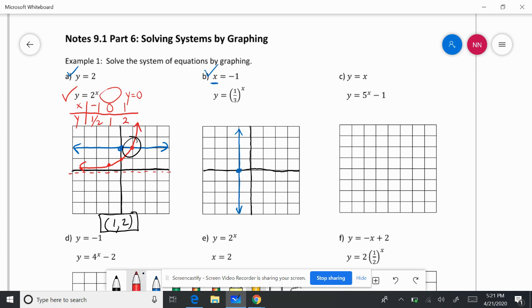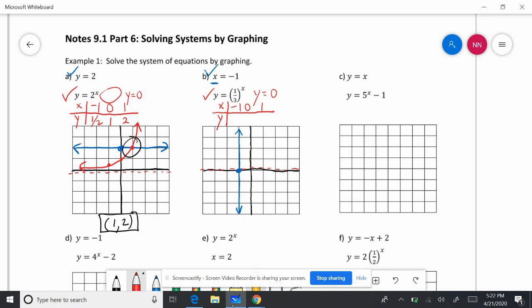Then, for my exponential, I'm going to find my horizontal asymptote, which is 0. Once again, because I'm not adding or subtracting anything, that's why it's 0. So at 0, I'm drawing a horizontal asymptote. I'm going to use my same x values. We're going to use -1, 0, and 1.